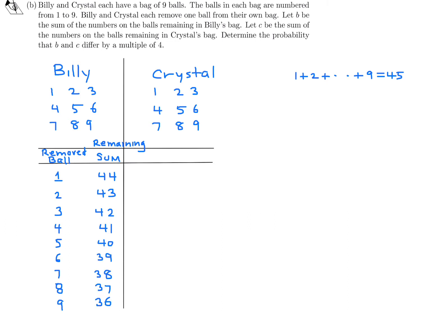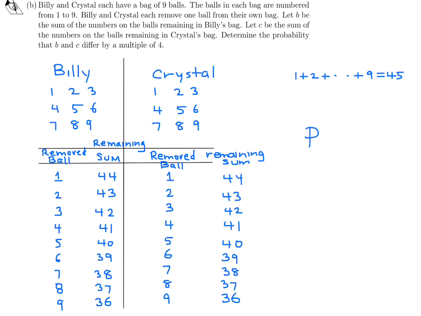And the good news is, for Crystal, it's the exact same story. We have which ball did you remove, and what is the remaining sum. And it is the exact same story for Crystal. You can remove any of the 9 balls, and the remaining sum is going to correspond in the same way.